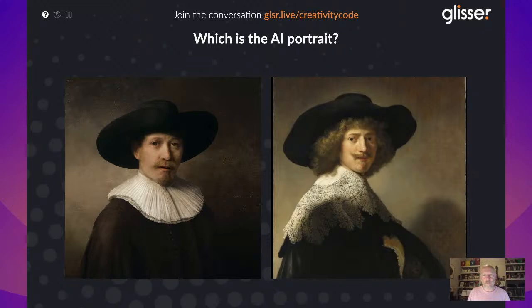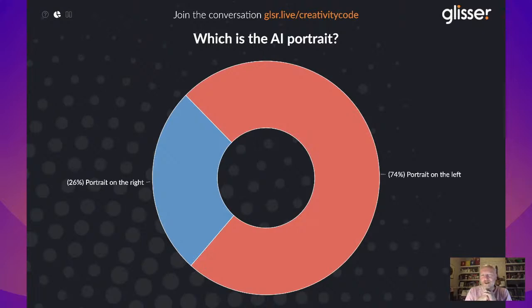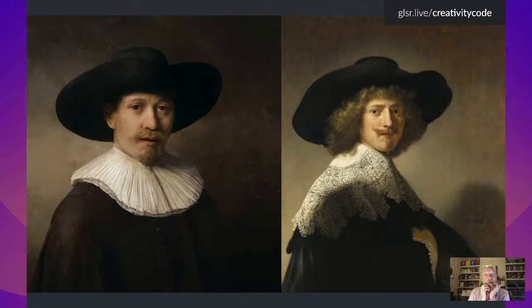So let's see how well the AI is doing at fooling you lot out there. Hopefully we've got some data. Here we go. It's about a three quarters to a quarter split. The majority of you are going for the portrait on the left, but a quarter of you are going for the portrait on the right. Let me show you those images again. It's interesting that most of you feel the one on the left is the AI one. It's certainly a little bit more photographic in nature, a slightly cleaner image. You might think the AI wouldn't be good at that, and would be a bit fuzzy, but you're going for that one. So let's see whether you're changing. No, you're still pretty stuck on that.